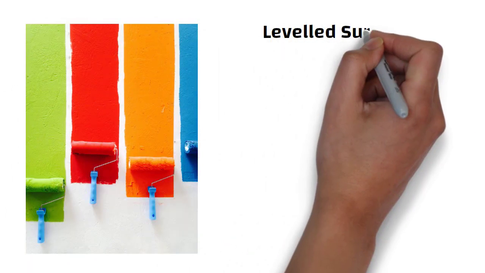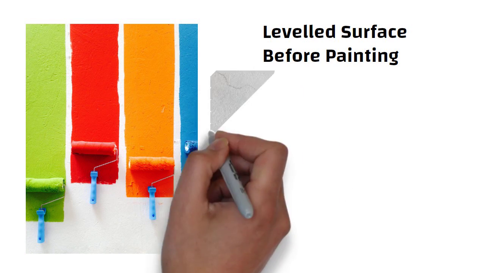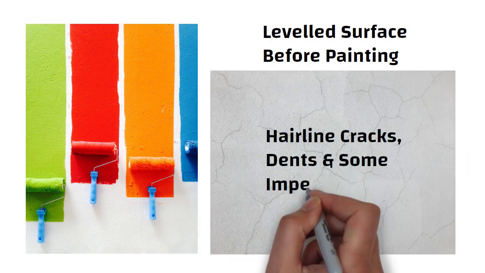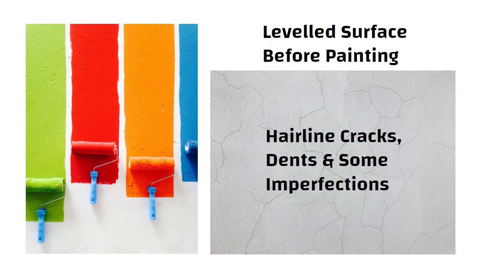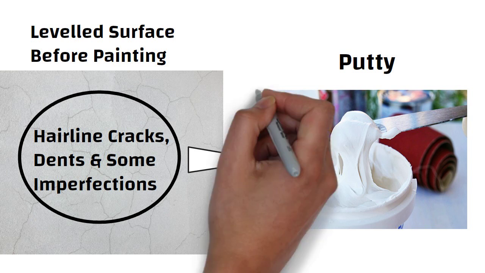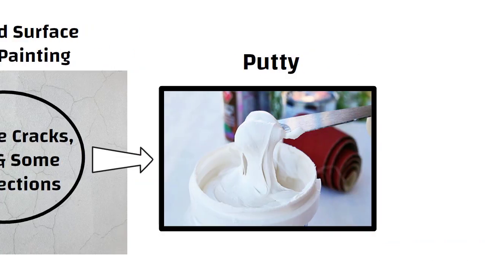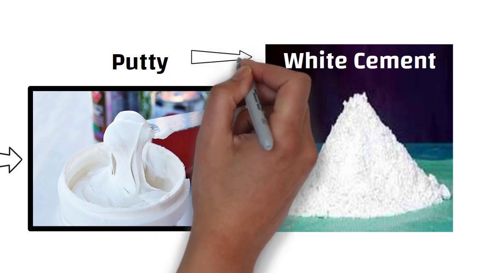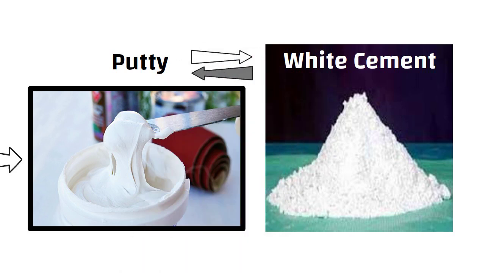Hello friends, paint needs a leveled surface before painting. Even a plastered wall has hairline cracks, dents and some imperfections. To solve all these problems, putty is made. The most similar product to putty in the market is white cement. So let us understand how white cement is different from putty.